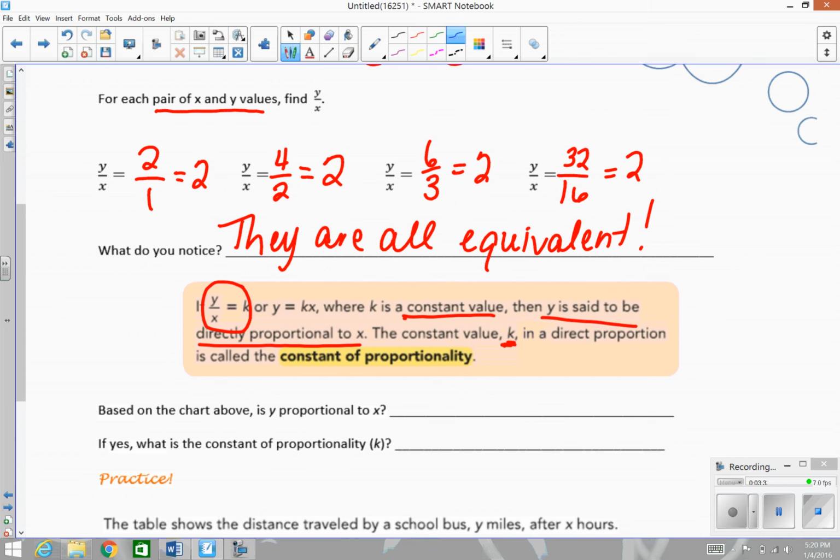So based on the chart above, could we say that Y is proportional to X? Meaning, when we did Y over X, Y over X, Y over X, Y over X, did we get the same constant value every time? The answer is yes. It equaled 2 every single time. Because it equaled 2 every single time, we say that our constant of proportionality equals 2. We say that K equals 2.